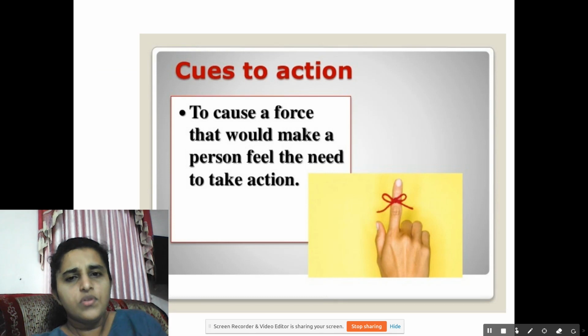Next is cues to action. A force that would make a person feel the need to take action, and it may be internal cues or external cues. Internal cues are like cough, respiratory problems, and other problems of pulmonary diseases because of smoking. So because of that internal cue, or because of frequent coughing, the person feels that he should quit smoking. And external cues are like magazines, news, other media, or advice from health workers, through which he understands the benefits of quitting that behavior. So these are the cues to action.